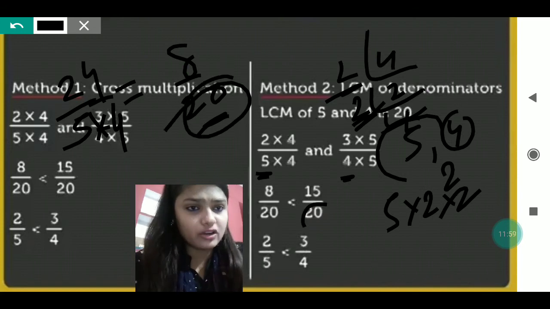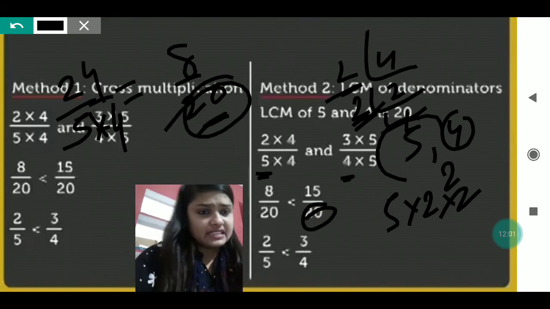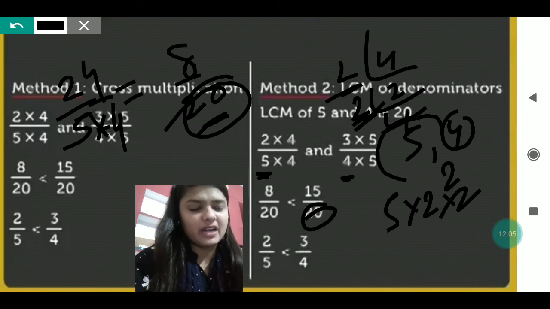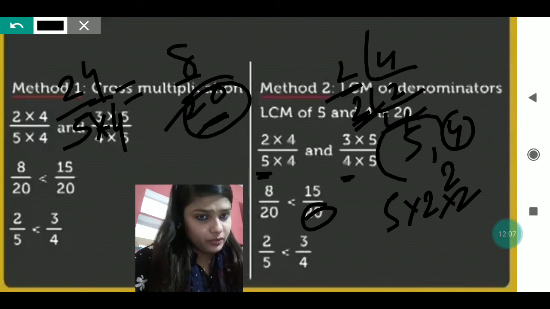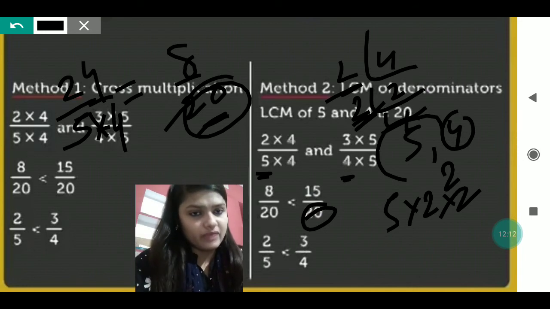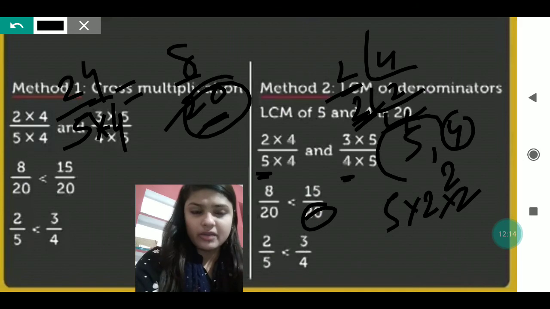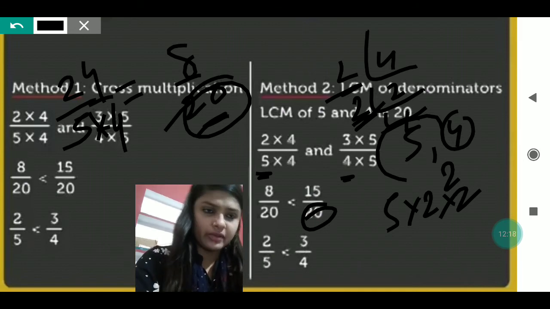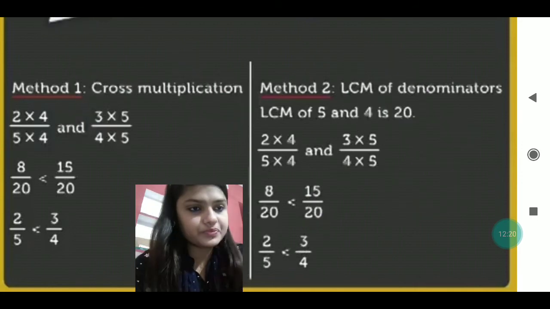So you have to find the common denominator. In the same way, 3 by 4: with what will you multiply so that you get 20 in the denominator place? 4 into 5 gives 20 as the denominator, and 3 into 5 gives 15 as the numerator. So this is how we do it.